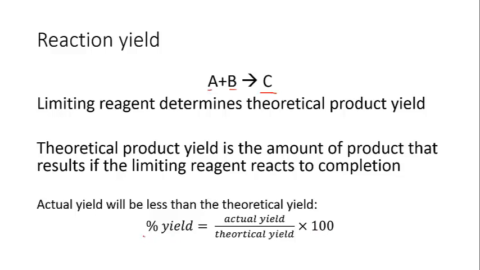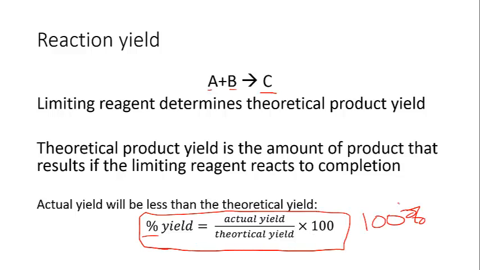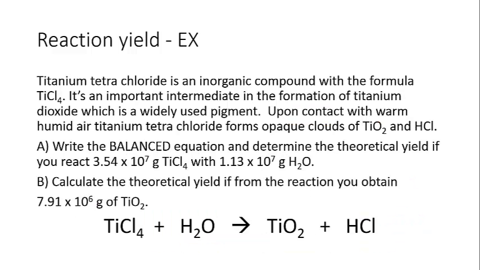Now, the desired outcome of this expression is obviously 100% because that means you would have achieved your theoretical product yield. But this is rarely, if ever, achievable in practice, just because chemical reactions don't usually go all the way to completion, meaning all of the limiting reagent reacts in order to produce the maximum amount of product. So we've defined reaction yield and we can move on to the example.